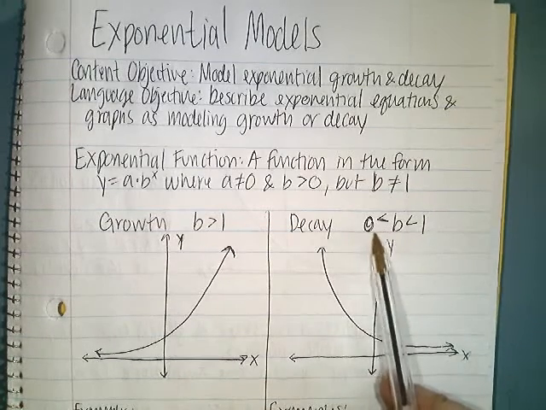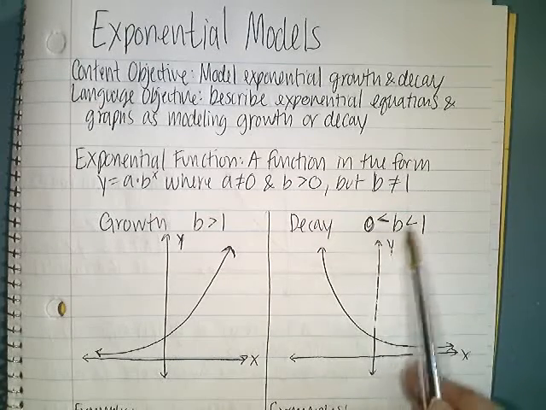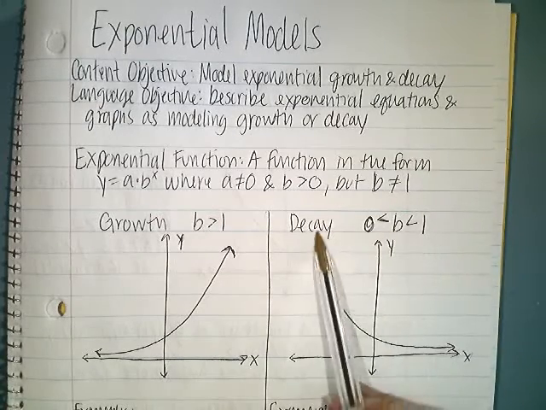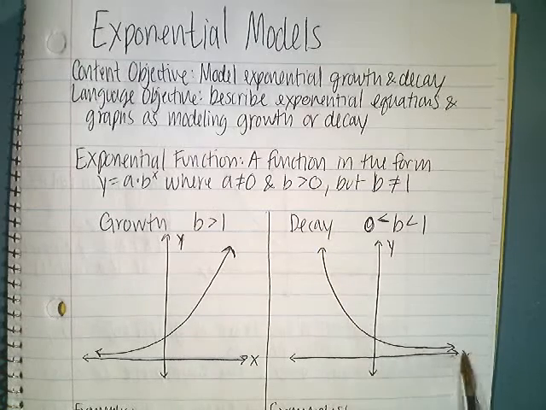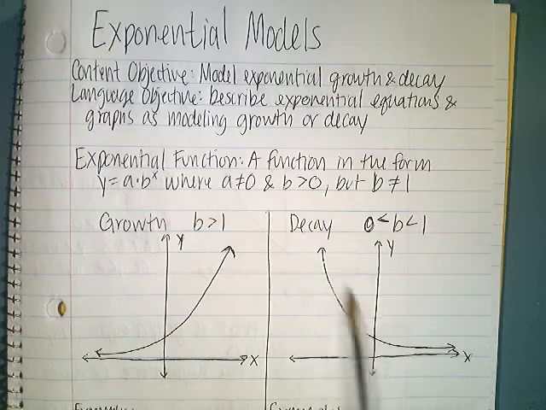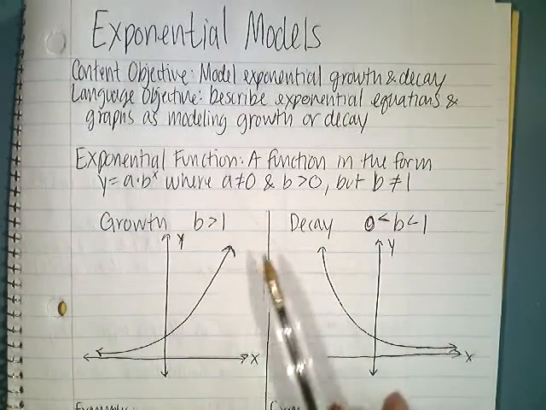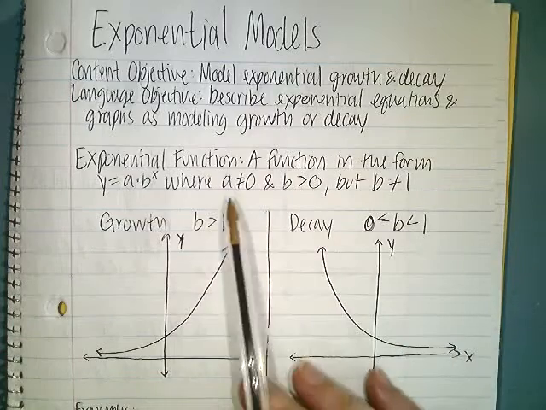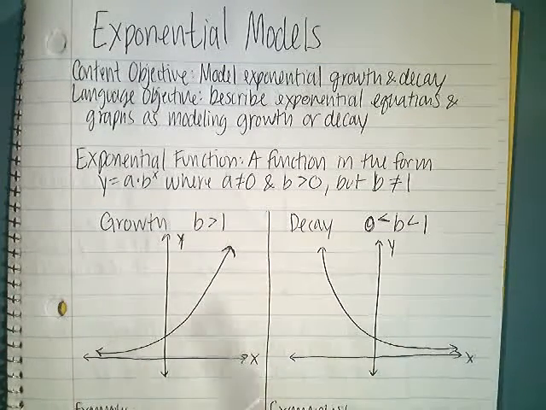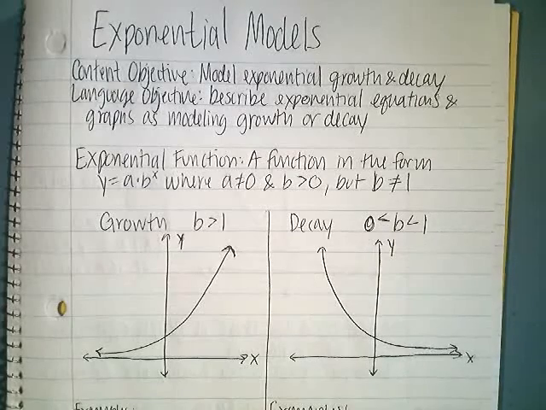Decay, on the other hand, your base is between 0 and 1, or it's a fraction or decimal that's less than 1 while still being positive. And decay is when your graph is going down from left to right, or it's decreasing from left to right. So if you're looking left to right and it's decreasing, it's decay. If you look left to right, it's increasing, it's growth. And you can figure out if an equation will model growth or decay based on the base value specifically.